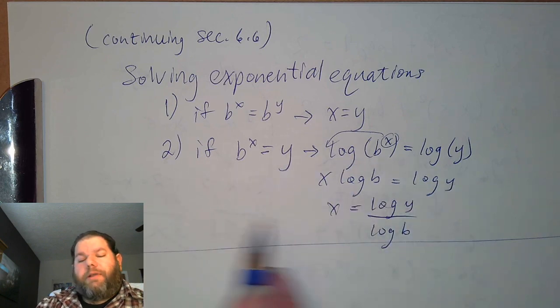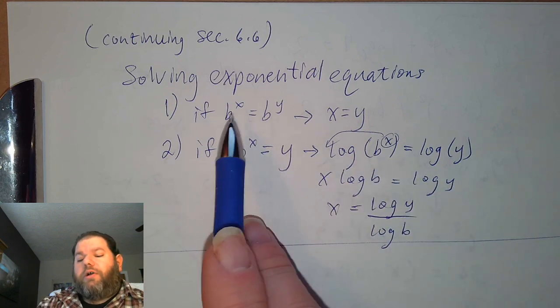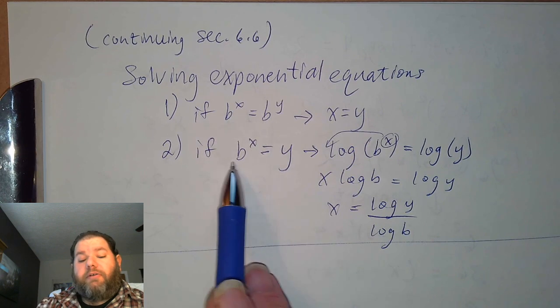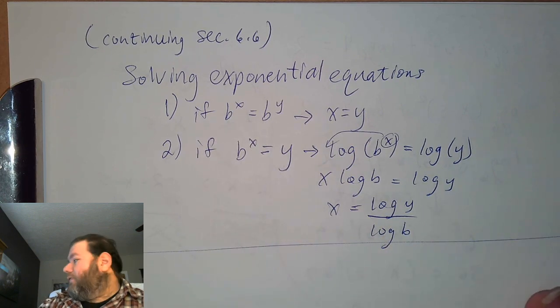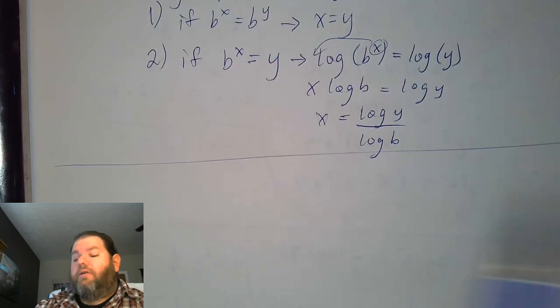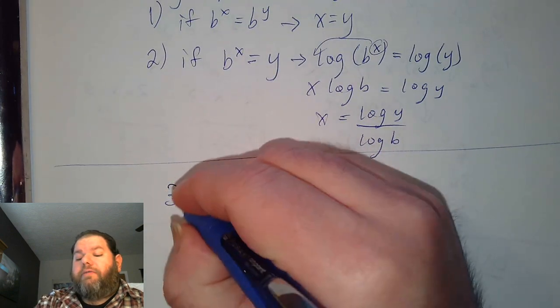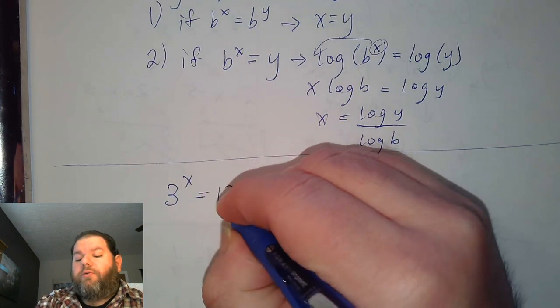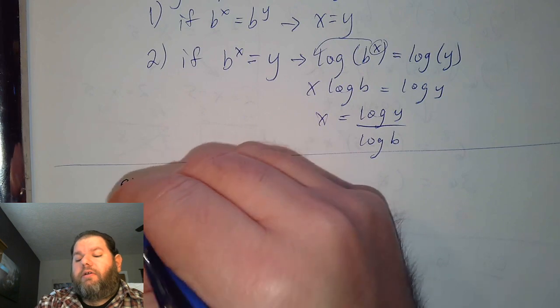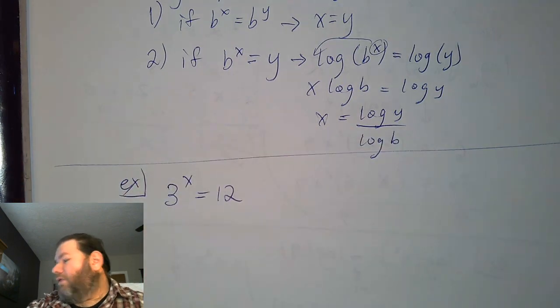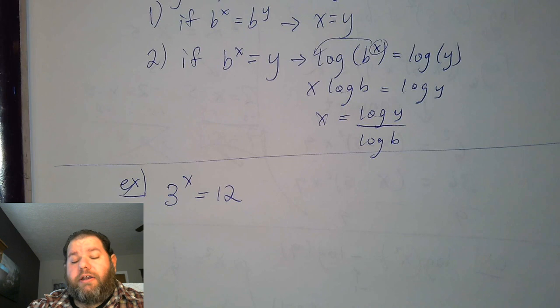Let's look at how we can apply this one. We already looked at the other one in section 6.3, but this one's kind of new territory for us. Let's say we have 3 to the x is equal to 12. Now, if this is a multiple choice question, I can guarantee you one of the answers is going to be 4. But remember, we're not multiplying 3 times x. It's 3 raised to the x power. And 3 to the 4th is different than 3 times the 4.